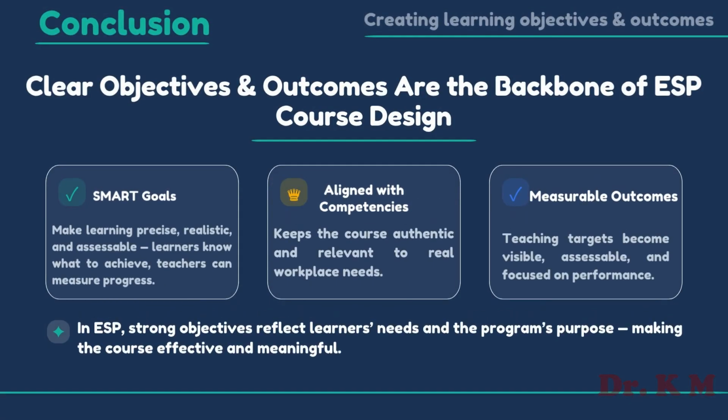Clear objectives and outcomes are the backbone of successful ESP course design. SMART goals make learning precise, realistic, and accessible, so learners know what to achieve, and teachers can measure progress. Aligning objectives with professional competencies keeps the course authentic and relevant to real workplace needs. By turning teaching targets into measurable outcomes, ESP instruction becomes visible, accessible, and focused on performance. In ESP, strong objectives reflect learners' needs and the program's purpose, making the course effective and meaningful.